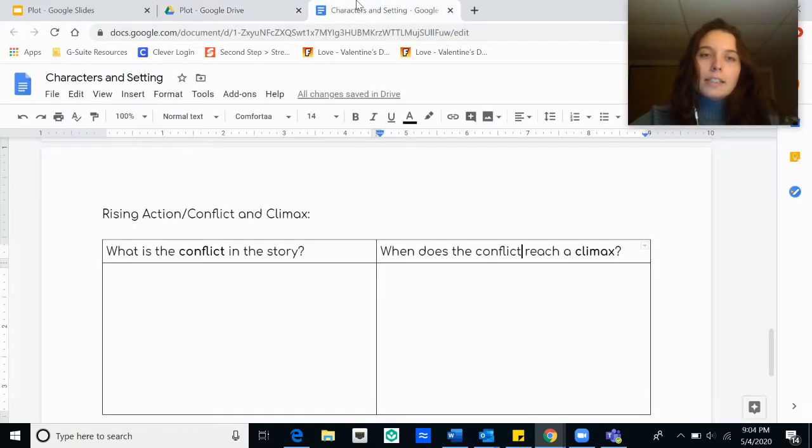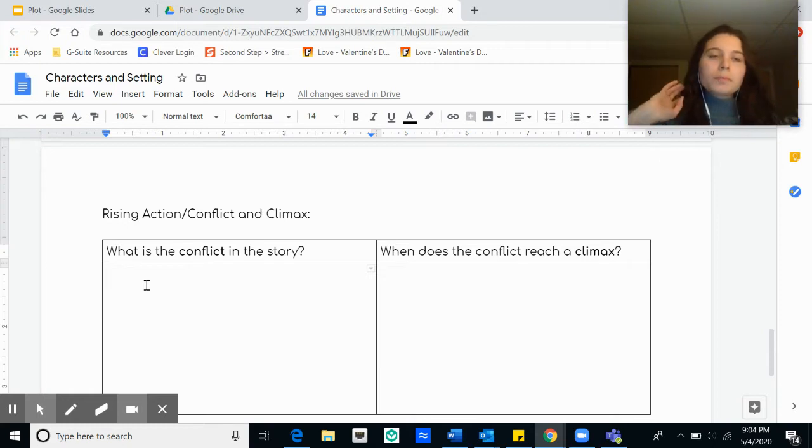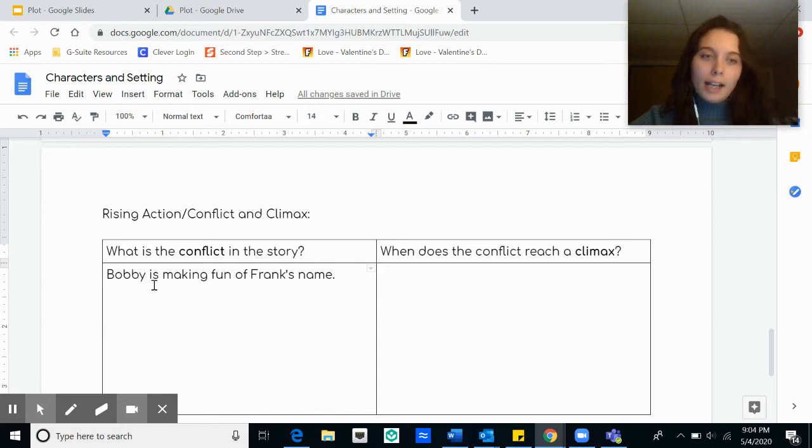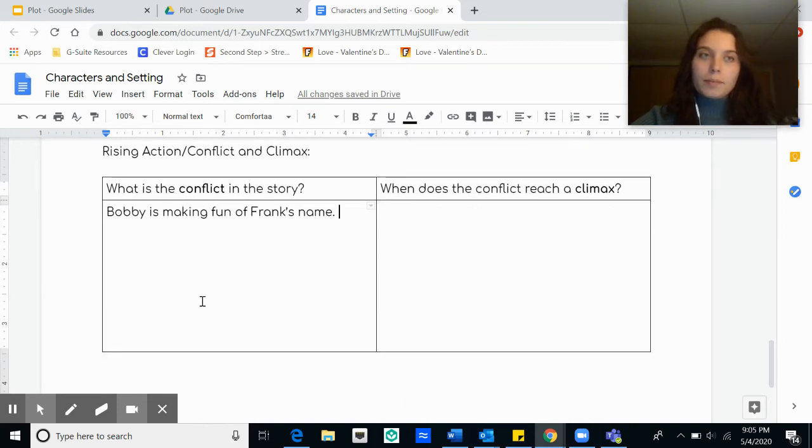Okay, so what is the conflict of the story? We're going to practice filling this out because you are going to do this later too. The conflict of the story is that Bobby is making fun of Frank's name. That is the conflict. And it's also the rising action because he continues to do it at recess. It keeps happening. And this is a problem for, in this case, the character Frank in the story. The conflict is the problem or a source of stress or some tension or just some trouble that is happening in the story.